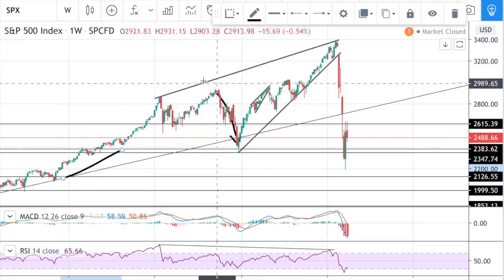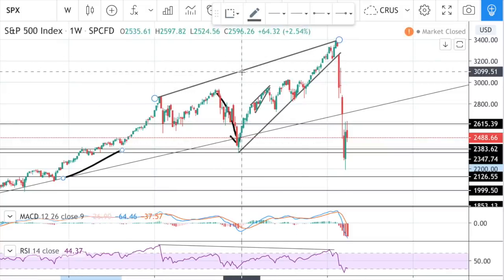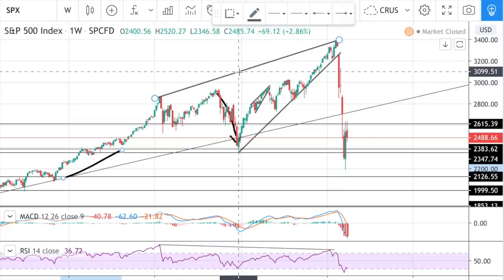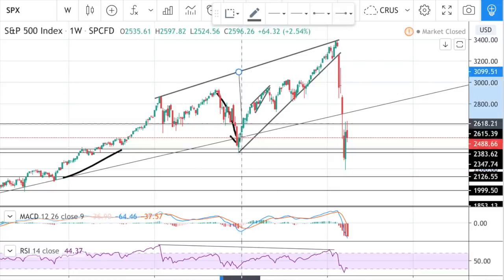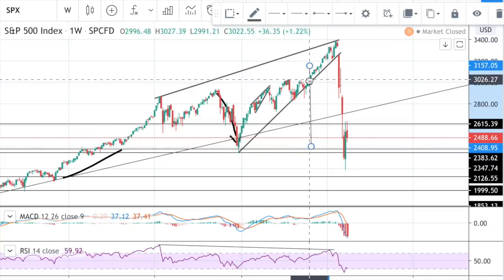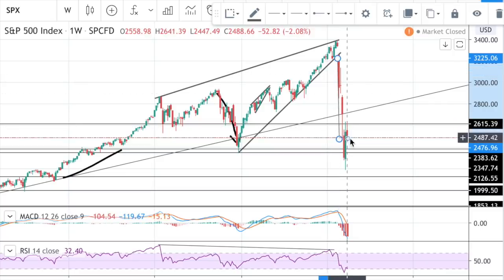So the question is, did this wedge pattern play out to its full extent? And we can measure this. If you don't know, the measured target of a wedge pattern like this is the widest part of the wedge. So you take it from the top all the way to the bottom. This is one way of measuring it. And then you take this distance and take it from the break all the way to the bottom, and that is your measured target. And so we fulfilled this measured target. We even overshot it, and now we're back to exactly the same level that we initially measured out from the break.